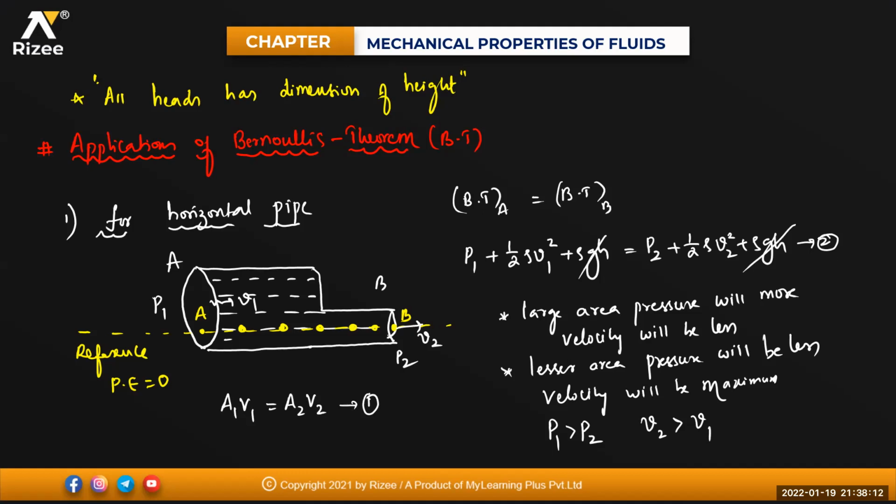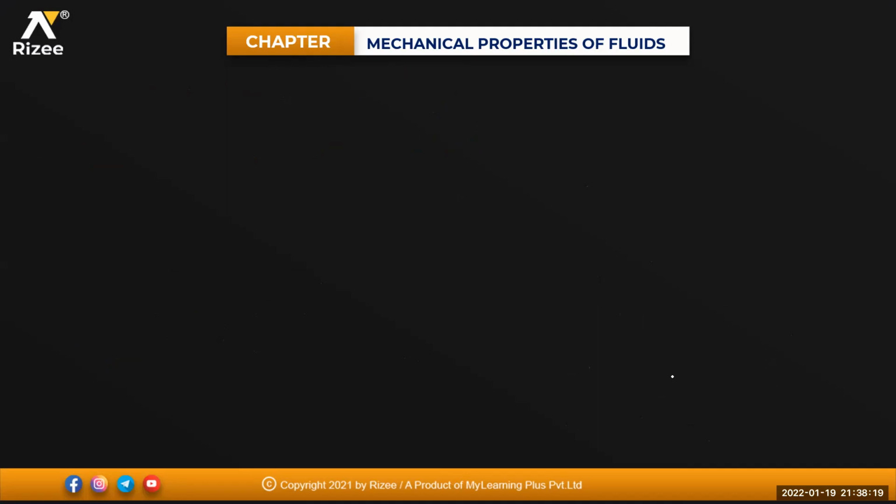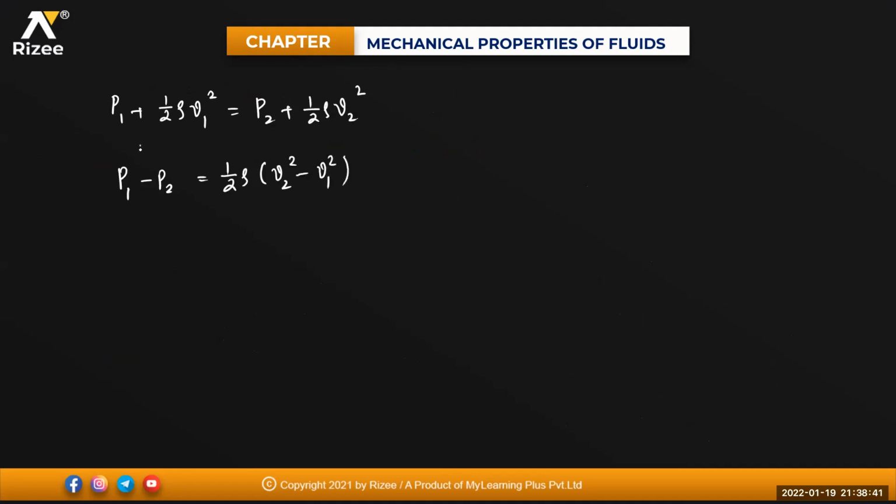So for a horizontal pipe, the heights will be the same. So it is P1 plus half rho V1 square equals P2 plus half rho V2 square. Since P1 is greater, P1 minus P2 will be equal to half rho times V2 square minus V1 square. So this is your pressure difference. Clear?